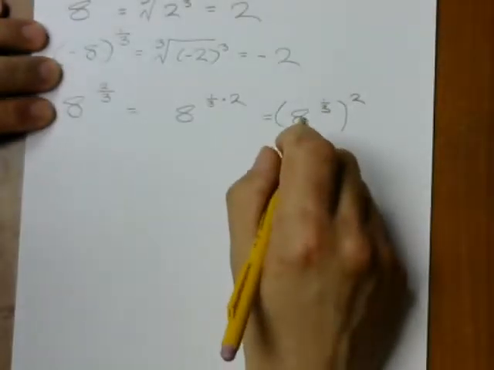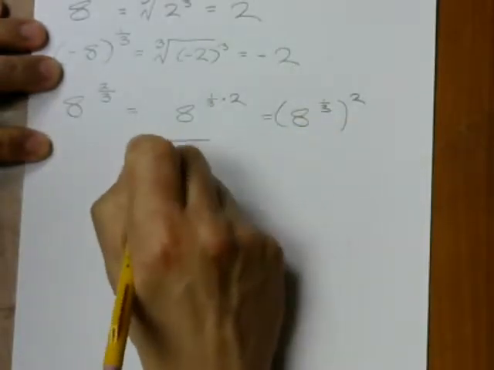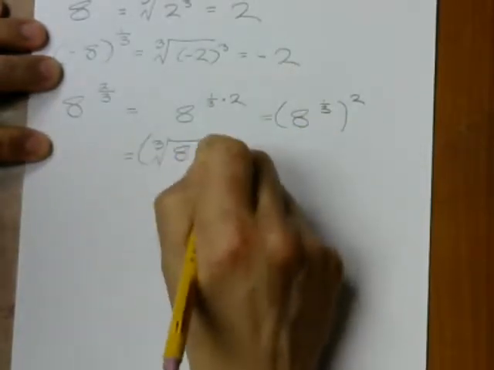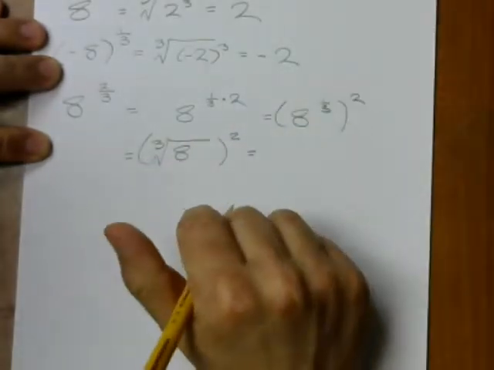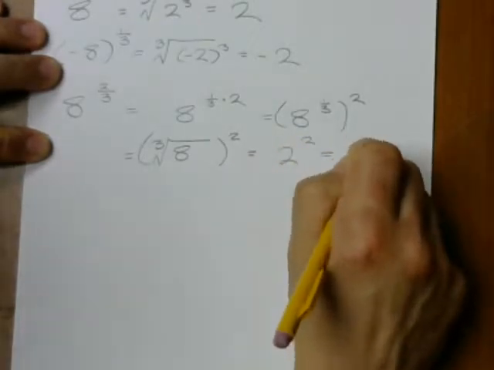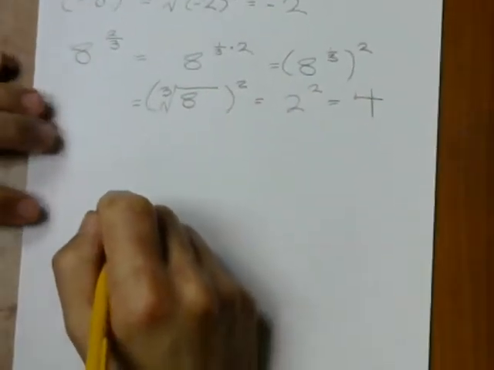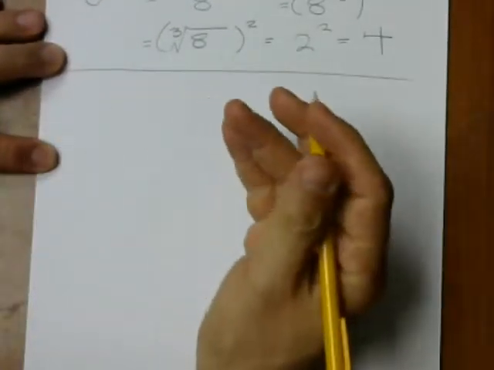This needs to be 8 to the 1/3 squared, or the cube root of 8 squared. In which case, for this example, I'm going to get 2 squared, or 4. So we want to do this in general, not just for this one single example. So how are we going to define this?